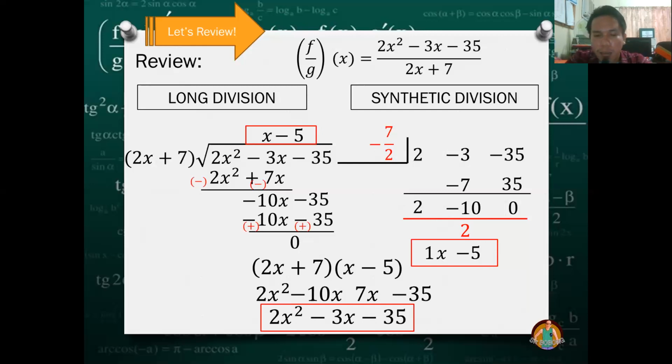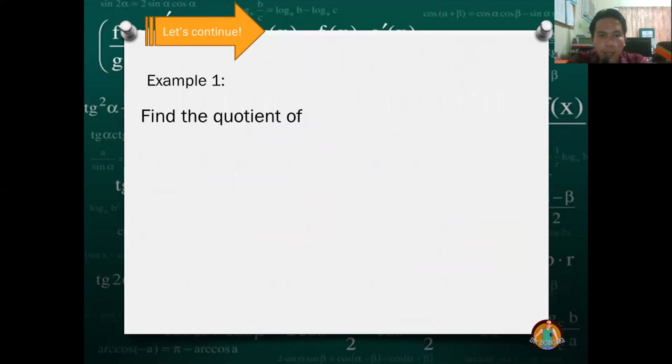So we are back to our original expression. This means our answer, or quotient, is correct. Okay? I think we're ready to continue. Let's continue with example number 1.